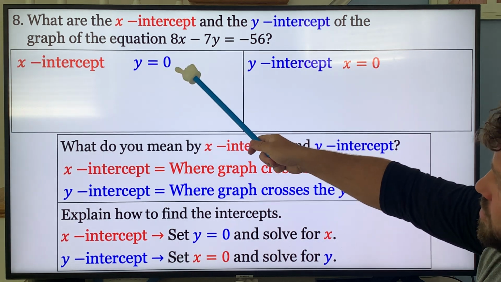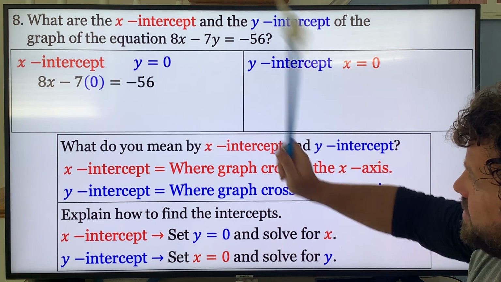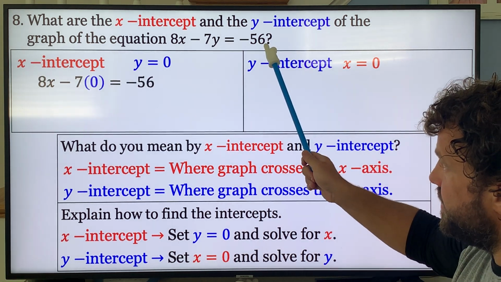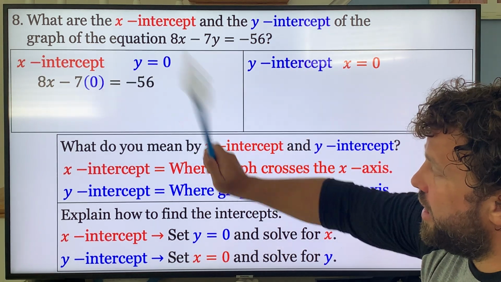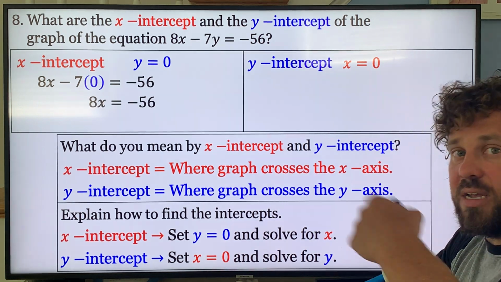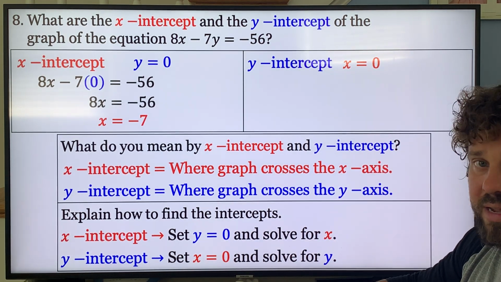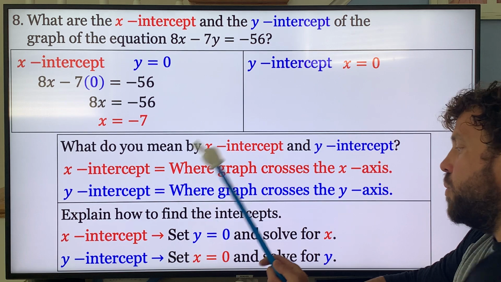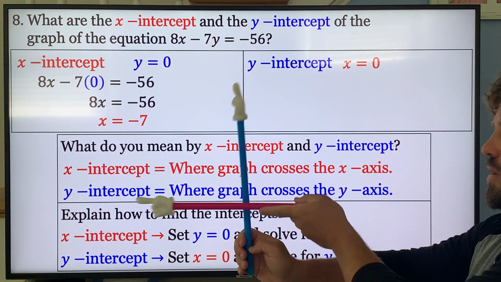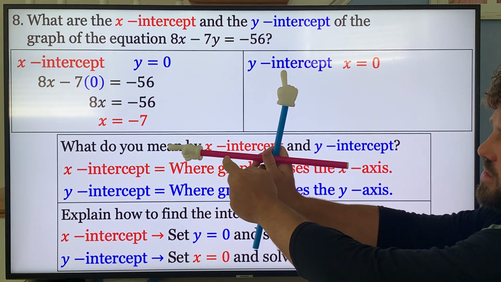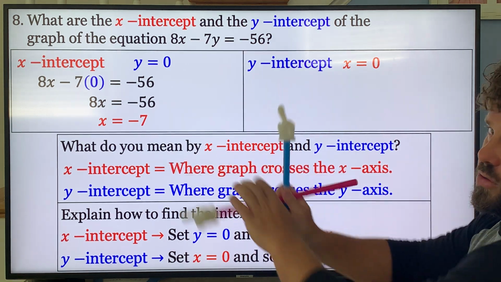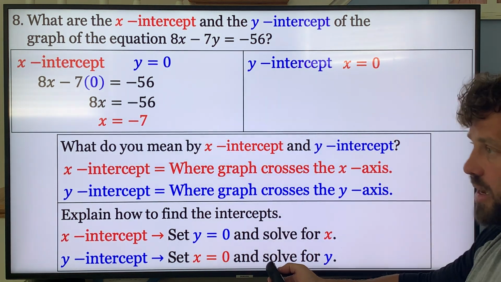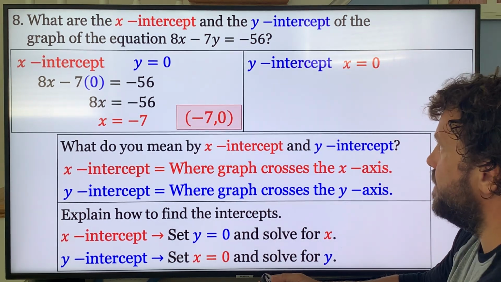Here's my equation, right? So when y equals 0, it's 8x minus 7 times 0 equals negative 56. 8x equals negative 56. Negative 56 divided by 8 is x equals negative 7. So at negative 7, where y is 0, is where the graph is going to cross the x-axis.